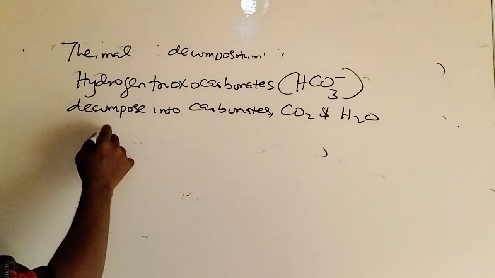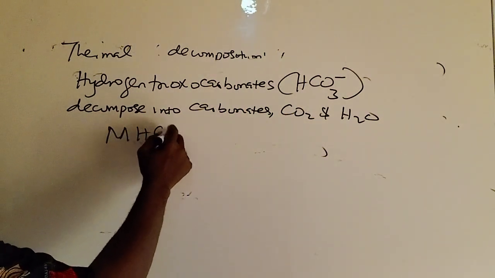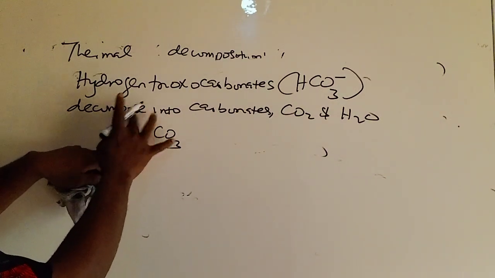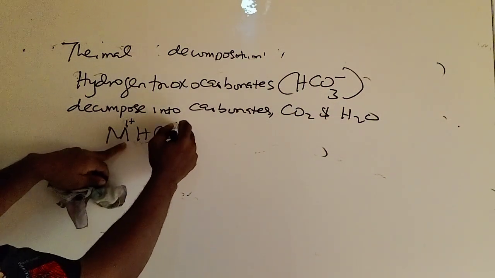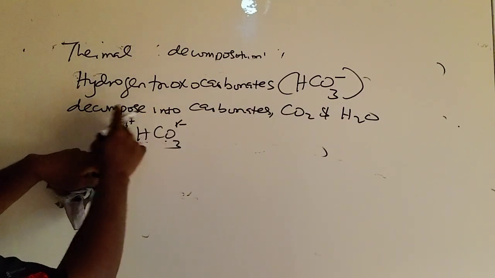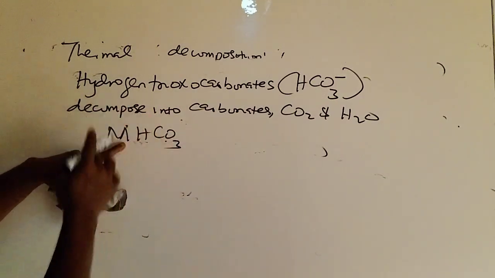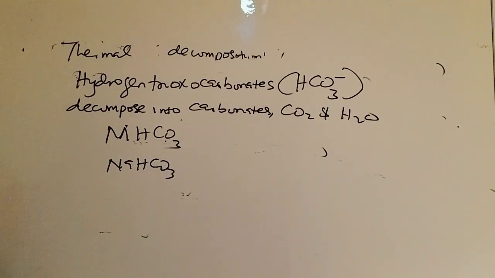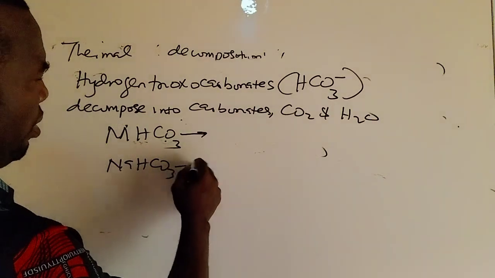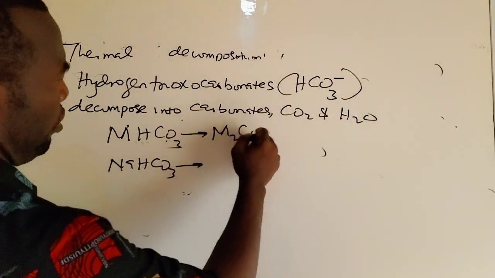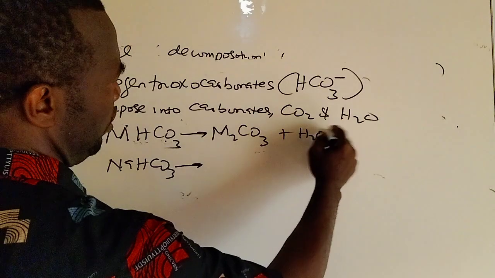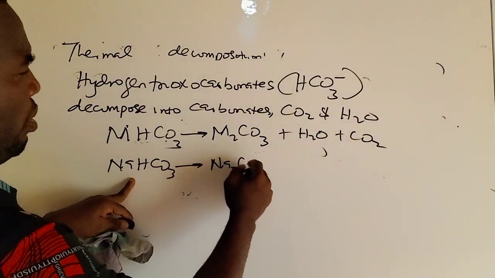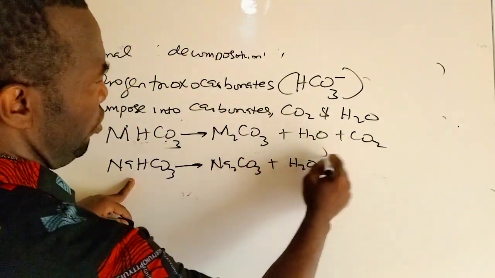If it's a group 1 metal, that is MHCO3, it looks like this. Group 1 metals have valency of 1, while this one is negative 1. So equal valency cancel out. Nothing is changed, so the formula will look like this, like sodium hydrogen carbonate. So when you heat it, it's going to give you the carbonate, that is M2CO3, water, and CO2. For instance, this one gives you sodium carbonate, water, and CO2.